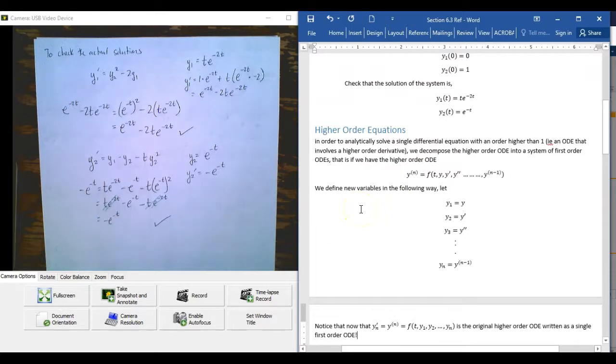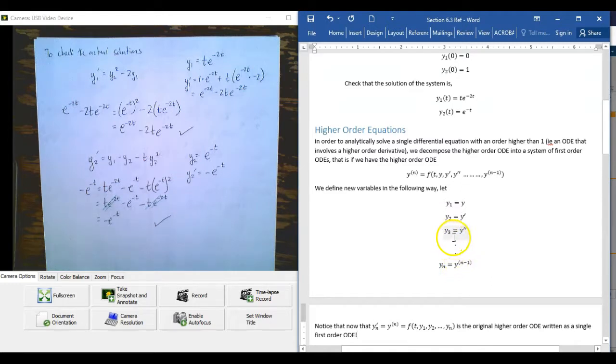We can actually decompose this by setting up some new variables. So for this generalized problem, we would set y1 equal to y, y2 is equal to y prime, y3 is equal to y double prime, and so on and so forth until we get to yn equal to y, the n minus first derivative.